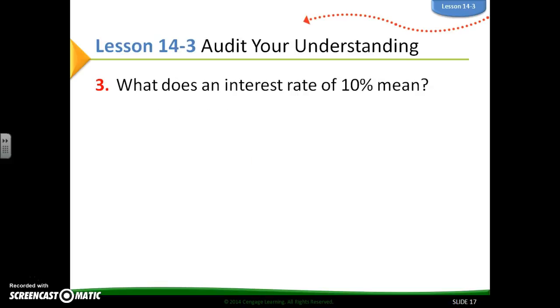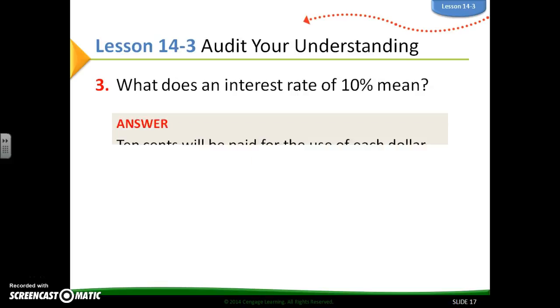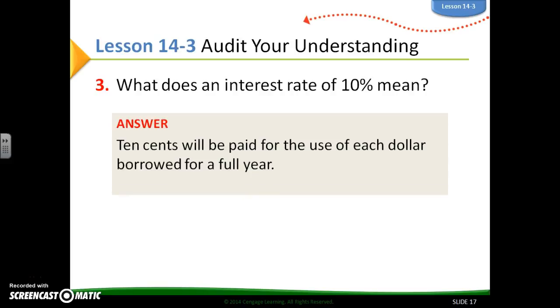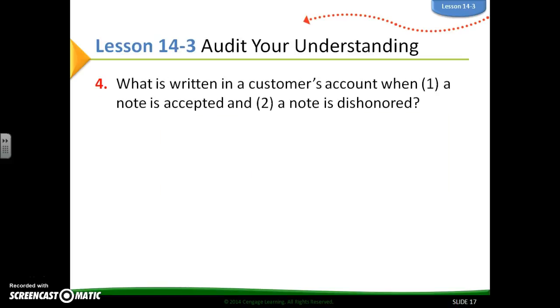What does an interest rate of 10% mean? 10 cents will be paid for the use of each dollar borrowed for a full year. So always remember, interest rate is always, did I mention always, listed as an annual number, which is why when you looked at that promissory note originally, we had to do some calculation to make sure that we accurately calculated the amount of interest that we should charge for 90 days as opposed to the whole year.